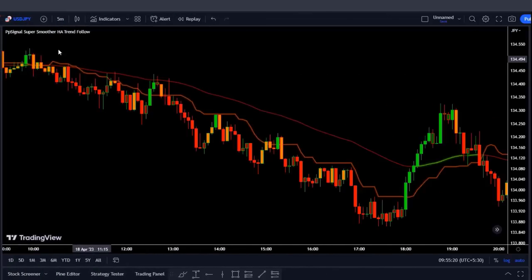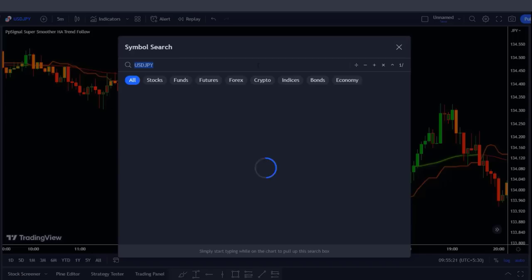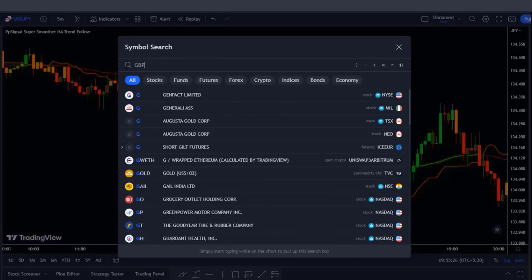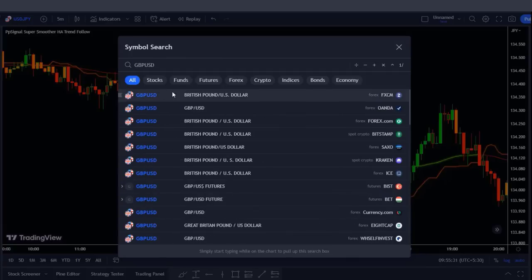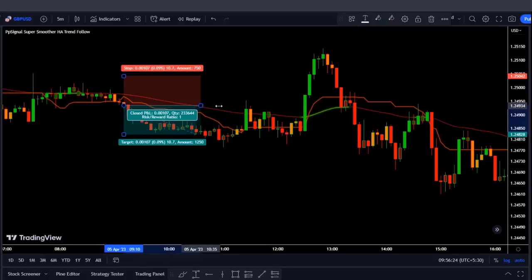Now I'm going to test this strategy on the GBP/USD currency pair. I will take 100 trades and I will calculate the accuracy and gain of this strategy.